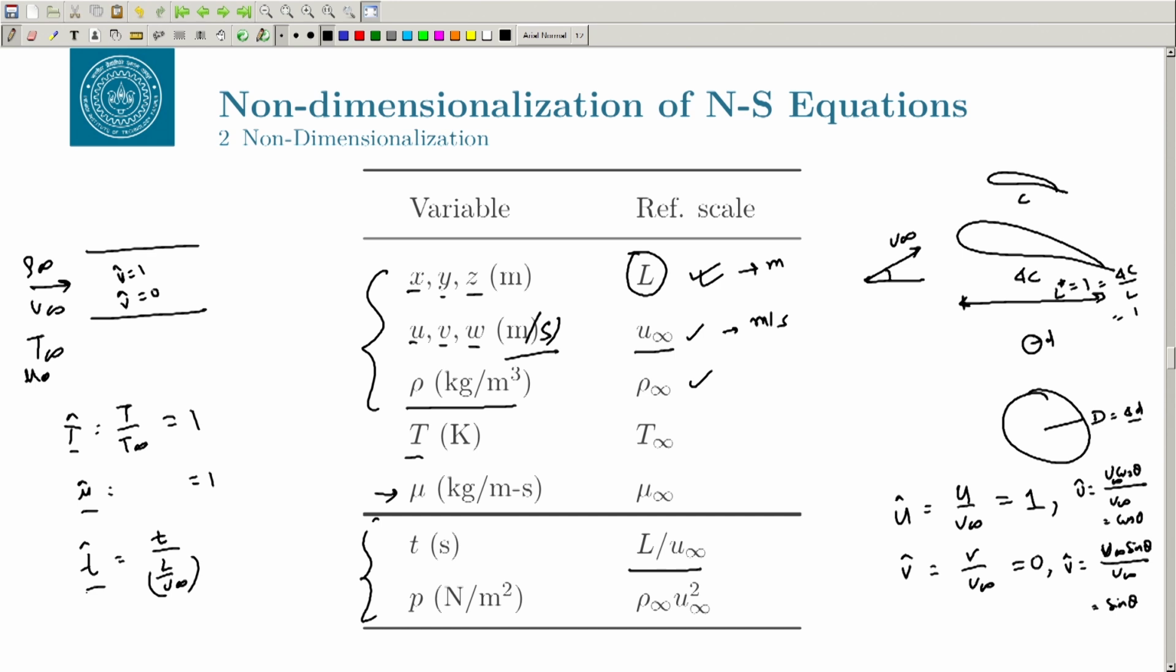Many times it is also represented in terms of the Strouhal number. The Strouhal number is a non-dimensionalizing quantity between the time and the time which is derived from the flow scale, the flow velocity.